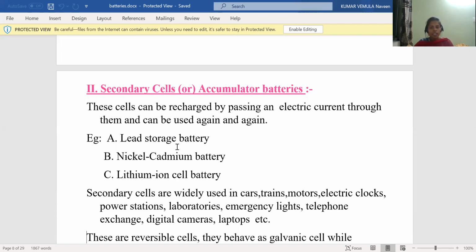And about the fuel cells, I will explain in the next class. From the next class, I am going to explain the primary batteries and the secondary batteries again. With this, I am going to conclude today's session. Thank you so much. Tomorrow, in the next class, we will see a new topic.